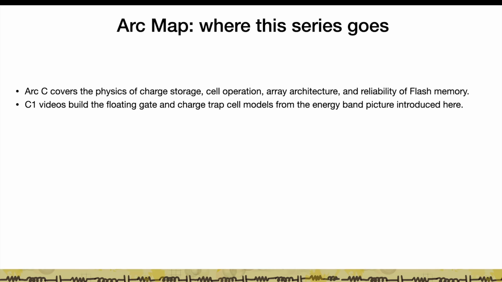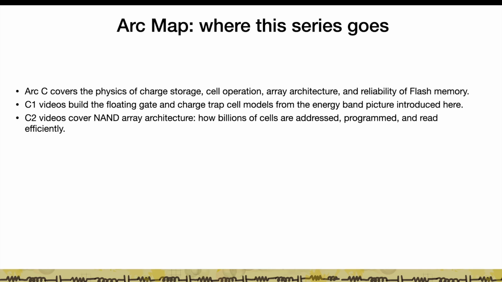The C1 videos build the full floating gate and charge trap cell models. You'll derive the threshold voltage equation from first principles using the band diagram introduced here in slide 3. You'll understand the coupling ratio, the fraction of control gate voltage that actually reaches the floating gate, and why it dominates cell behavior. Charge trap cells, where charge is stored in discrete trap sites rather than on the floating conductor, get their own treatment because they're increasingly important in modern 3D NAND.